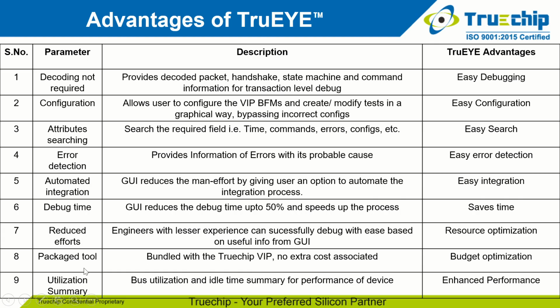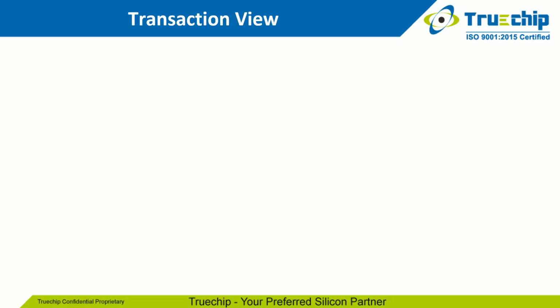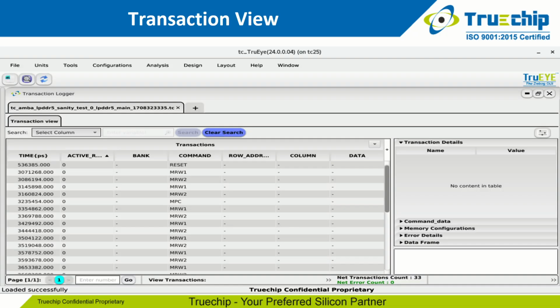Last but not the least, utilization summary. Bus utilization and idle time summary for the performance of the device. Its key advantage is enhanced performance. So there are some examples of the GUI. You can see a transaction view which comes up in a tabular form, where the first column represents the time in picoseconds and the second column represents the rank, as this will be helpful in case of multi-rank.